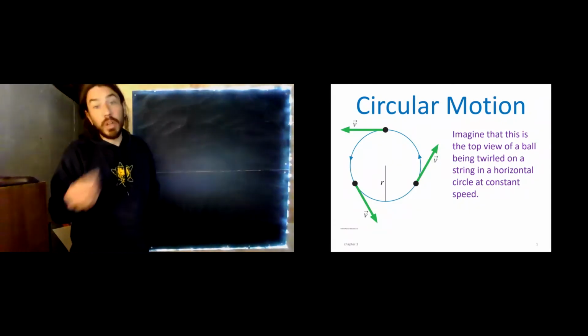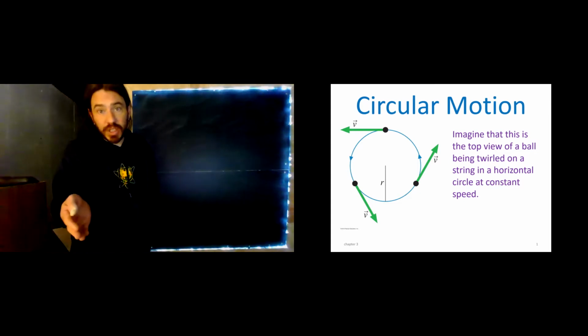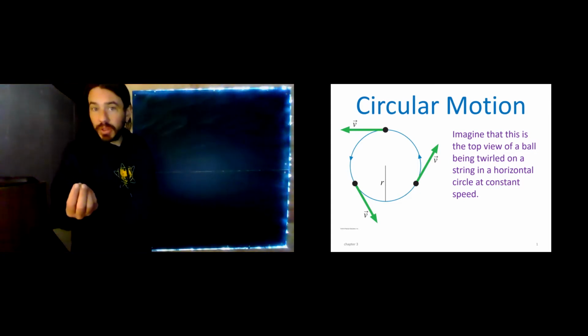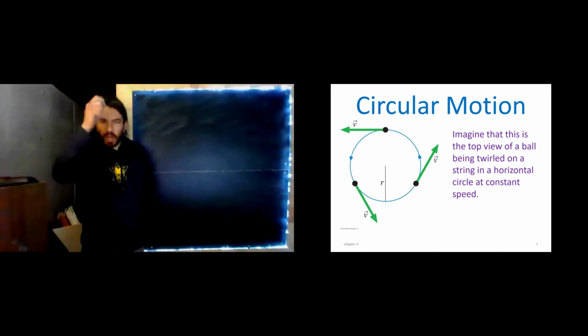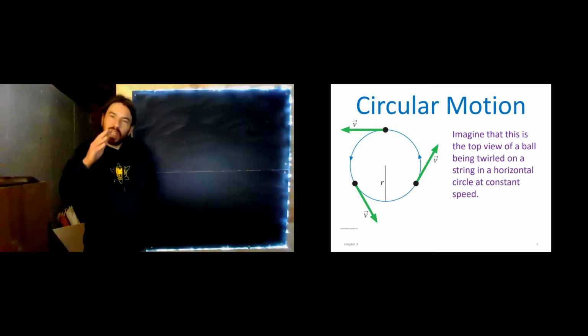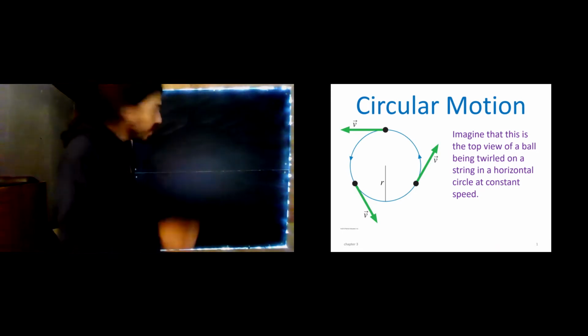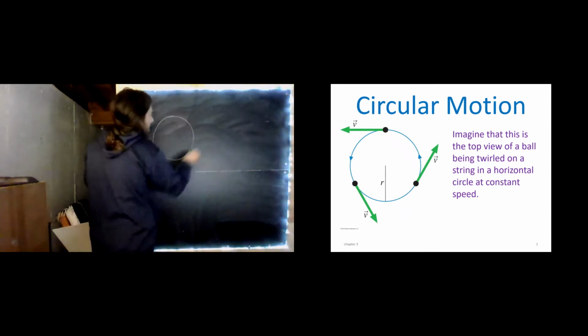Another type of two-dimensional motion that I want to talk about in this chapter is circular motion. Uniform circular motion, specifically. So, let's imagine that I'm swinging a ball around my head on a string. And let's say that it's moving at a constant speed. So, here's a sort of a top view of what I'm doing.